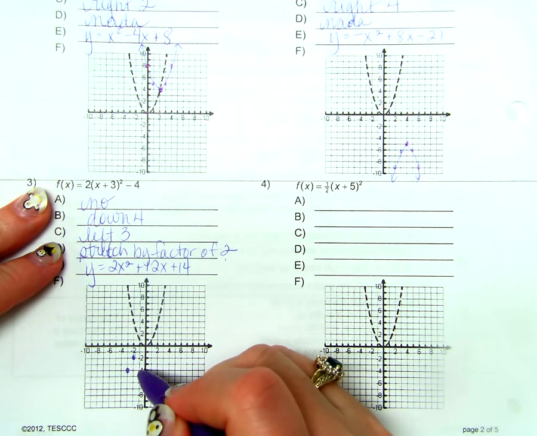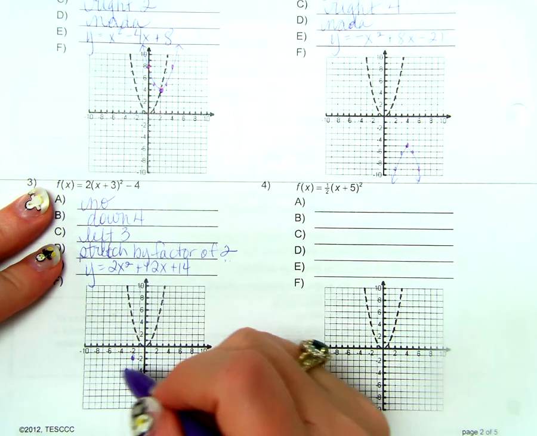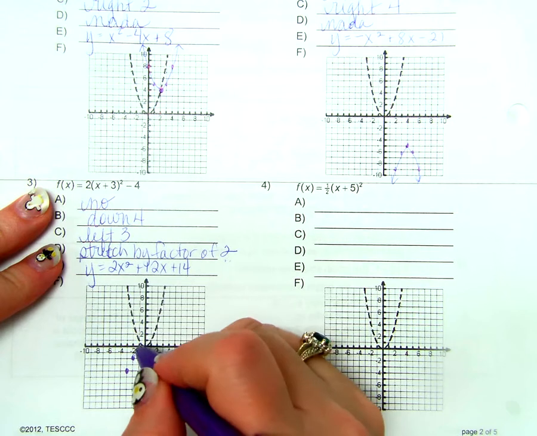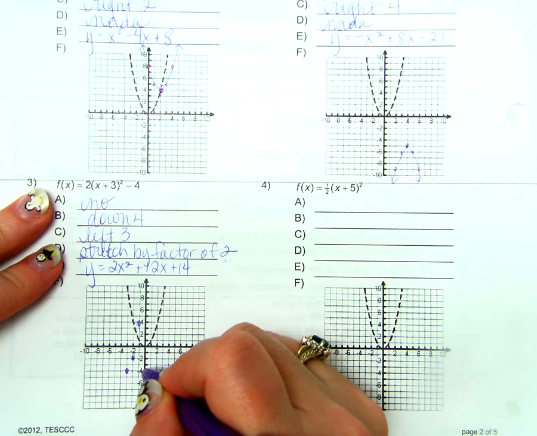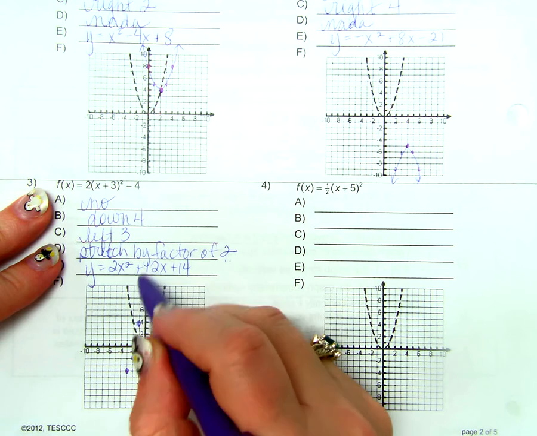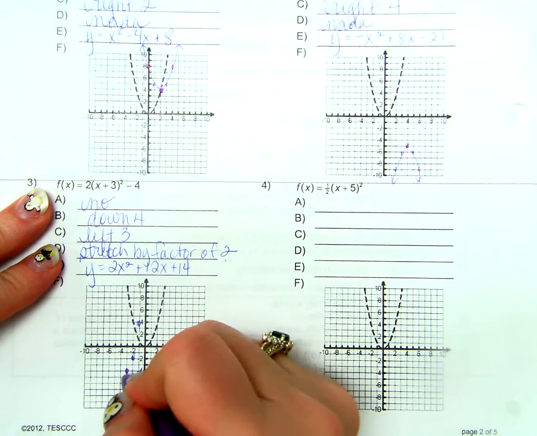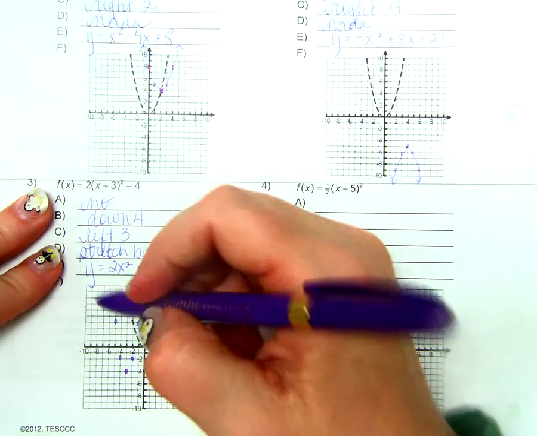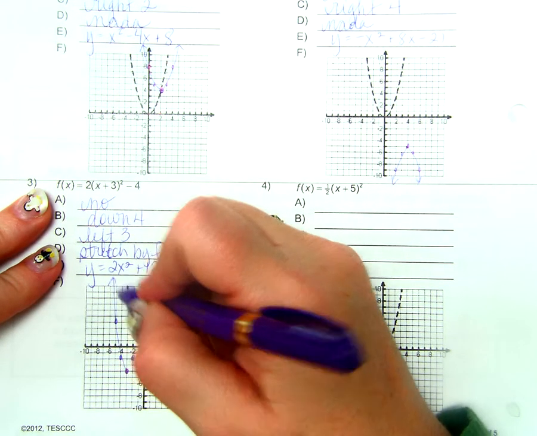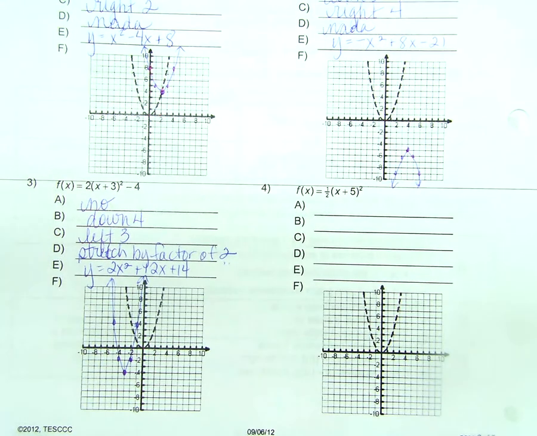So normally I go over 2 and up 4, but this time I'm going to go over 2 and up 4 times 2, which is 8. Normally I go over 3 and up 9, but this time I'm going to go over 3 and up 9 times 2, which is 18. Now if I do that, it's going to put me somewhere up here, so I don't want to do that. But I know my parabola is symmetric, so I can do the same thing on the other side. And then draw my parabola. Okay so far?